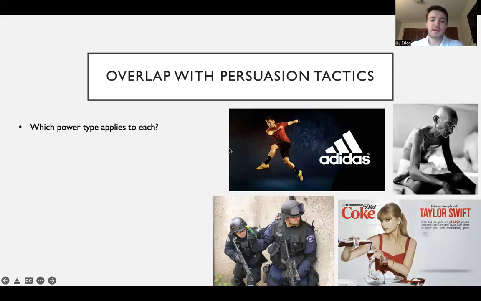And so different types of power overlap with various persuasion tactics. And so there are 4 images here that can get at that. So pause the video and think about different aspects of power that might apply to each. We have Taylor Swift and Coke here, Gandhi, a SWAT team, and Messi, famous soccer player, if you're not that into sports, one of the best of all time, with Adidas here.